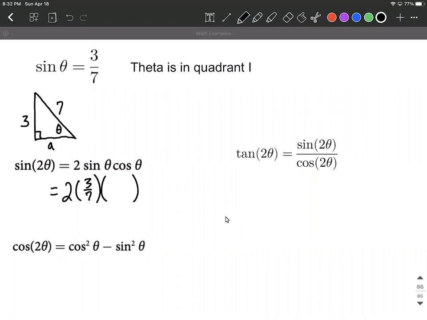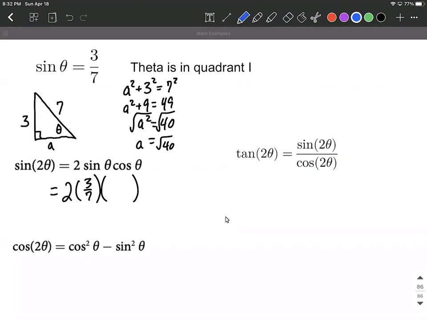Okay, so a little bit of work with the Pythagorean theorem. We can say a squared plus 3 squared equals 7 squared. So a squared plus 9 equals 49. A squared is going to be 40, and we can apply a square root to both sides. I'm not worried about the positive and negative in this case because it's going to be positive because everything has to be in the first quadrant.